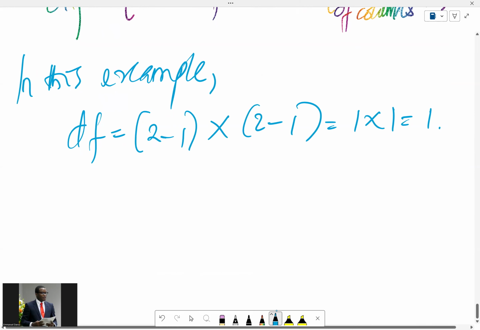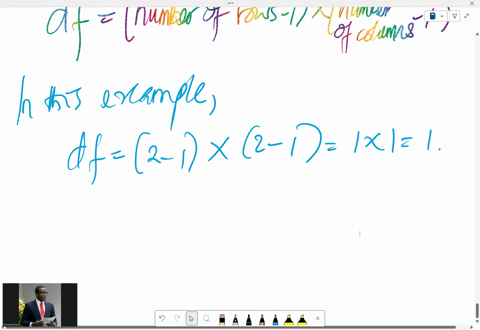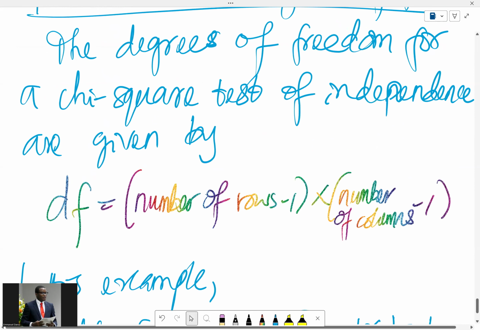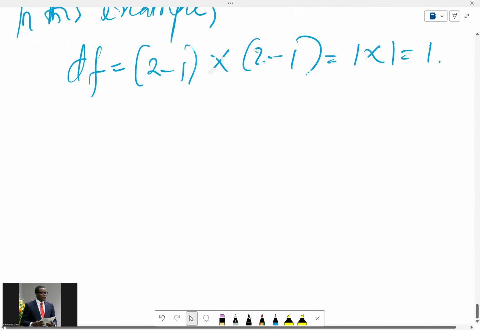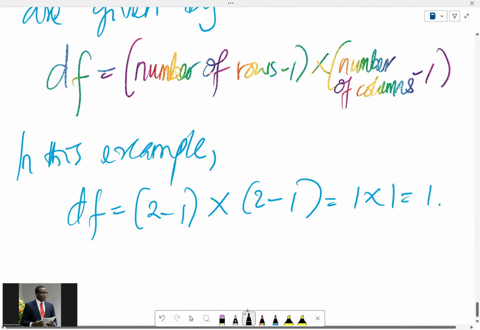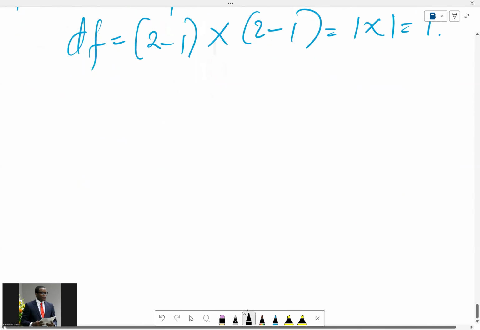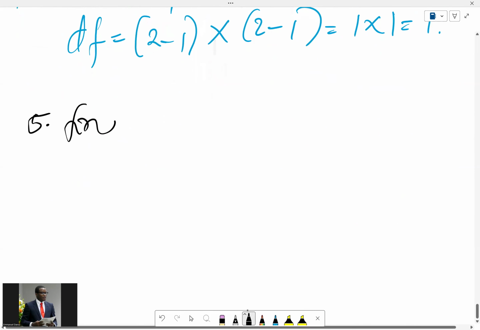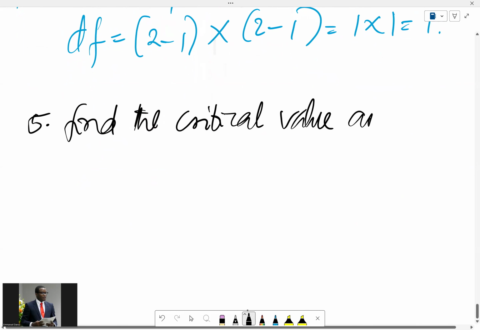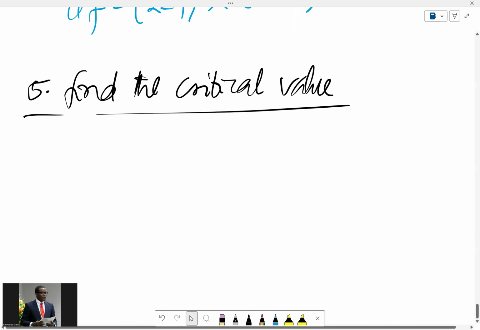Now we go for step 5. So we can find the critical value. Find the critical value and make the decision. Okay, let me just stop at find the critical value first. Then we'll make this decision in the next step.